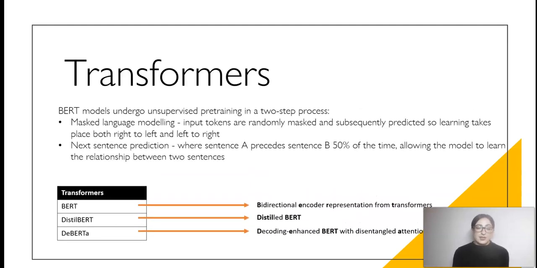So what differentiates BERT-based models from the traditional original transformer architecture is that they are able to get a bidirectional understanding of text. BERT stands for Bidirectional Encoder Representations from Transformers. The way that BERT-based models are able to do this is through masked language modeling, which makes up the first step of their unsupervised pre-training. In this process, input tokens are randomly masked and then they are predicted.